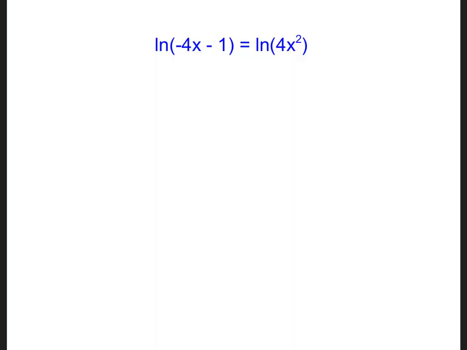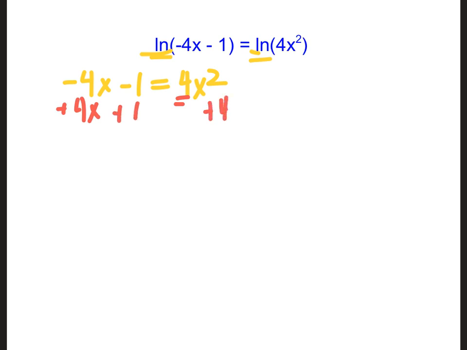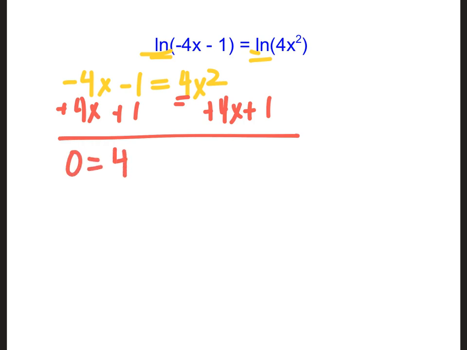All right, our last one, we have natural log of negative 4x minus 1 equals the natural log of 4x squared. Notice again, we have our natural logs. They're the same. So we can do negative 4x minus 1 equals 4x squared. Now we need to move everything to one side. I like keeping that number in front of my x squared positive. So I'm going to add 4x to both sides and I'm going to add 1. And when I do that, I get 0 equals 4x squared plus 4x plus 1.